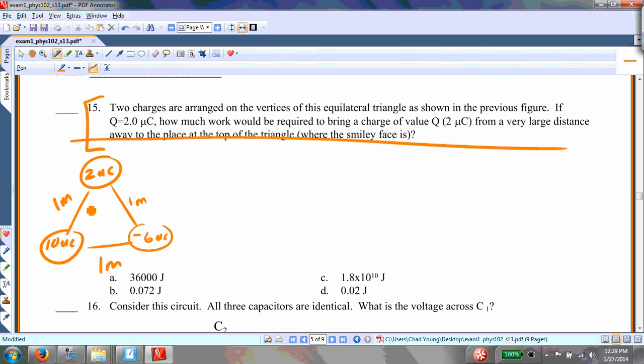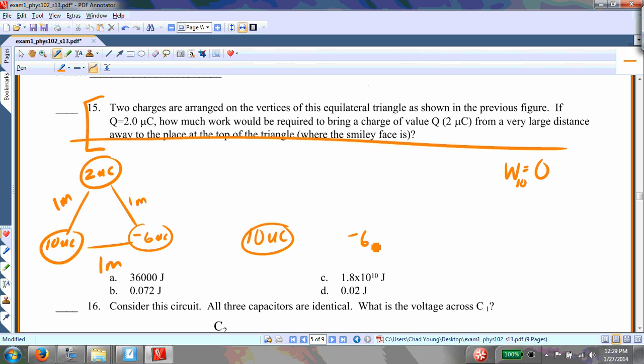The way I do this is I bring all 3 charges in. Now I imagine that I'm just bringing in the 2 microcoulomb charge, for example. So here, actually let's do the 10 first. I bring in the 10 microcoulomb charge, and I ask myself how much work was done to bring that charge into place. There are no other charges there acting upon it, so that work is equal to 0.